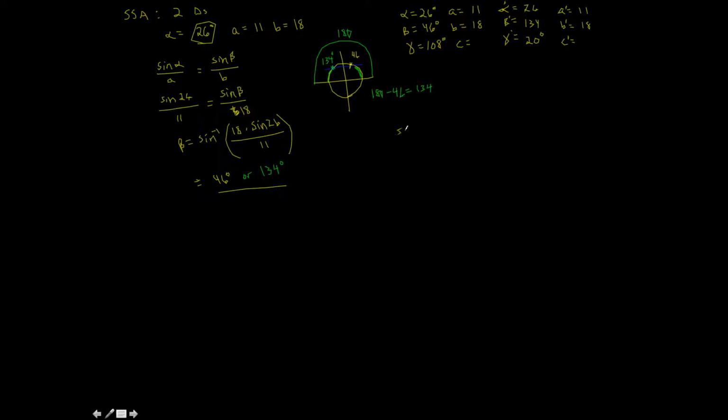So, the sine of alpha over A equals the sine of gamma over C. So plug in and you will have the sine of 26 all over 11 equals the sine of 108 all over C. So C equals, cross multiply and divide. All these are to 2 significant digits except for 134 and 108, so just go ahead and keep it as 2 significant digits for this particular one.